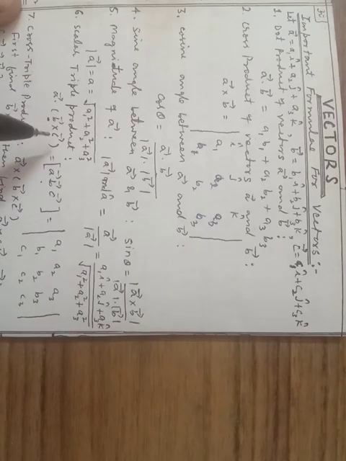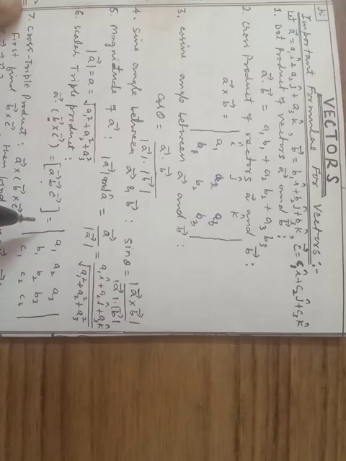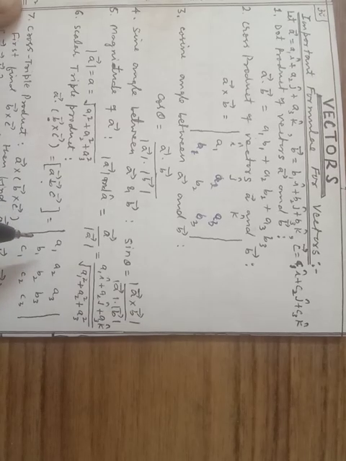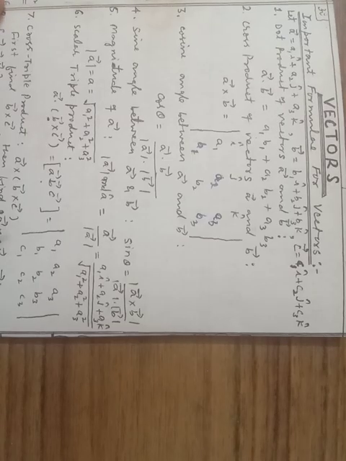Scalar triple product. Let a, b, c be three vectors, then their scalar triple product is denoted by a dot b cross c or [a b c], and its answer is the determinant of a1 a2 a3, b1 b2 b3, c1 c2 c3.